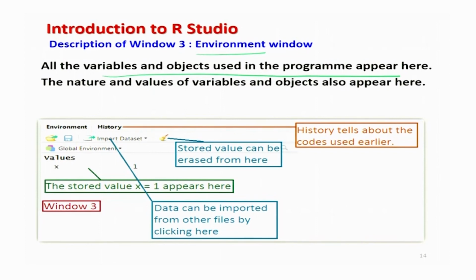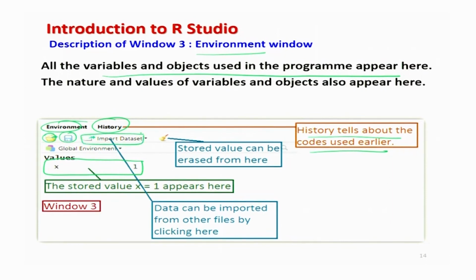Now to understand this, suppose I have defined a variable x equal to 1. You can see x equal to 1 appearing here. Similarly, there are two options here, environment and history. History will give you the codes, programs, values and variables that you have used earlier. Then you have the next options here, file and save, and after this there is an option, import data set.